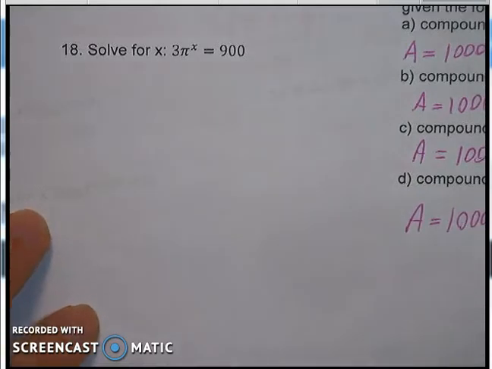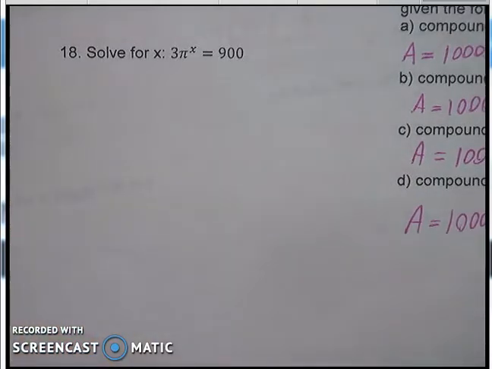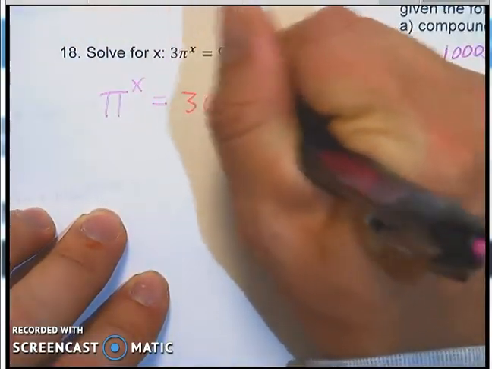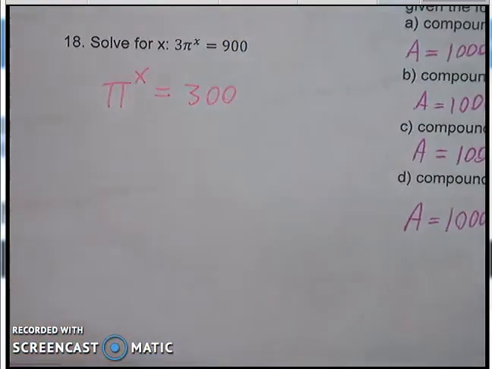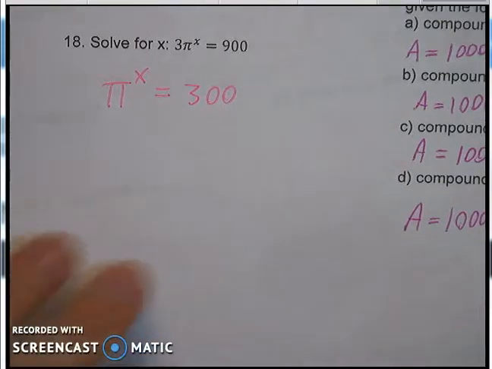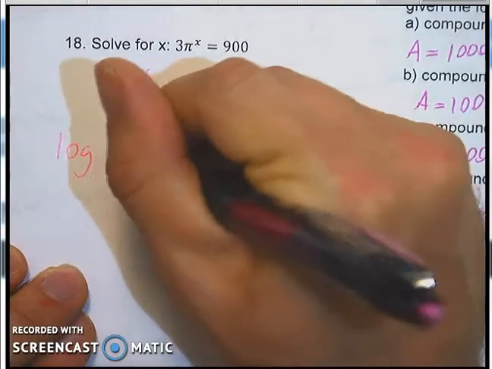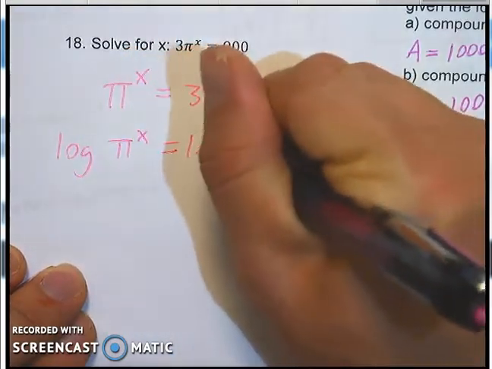Let's divide by 3 first. You always want to take care of those coefficients before you take the log of both sides. So I'm going to divide by 3 to get pi to the x power equals 300. Divide by 3, 900 divided by 3 is 300. Now to get that x out of the exponent, you're going to take the log of both sides. So log of pi to the x power equals log of 300.